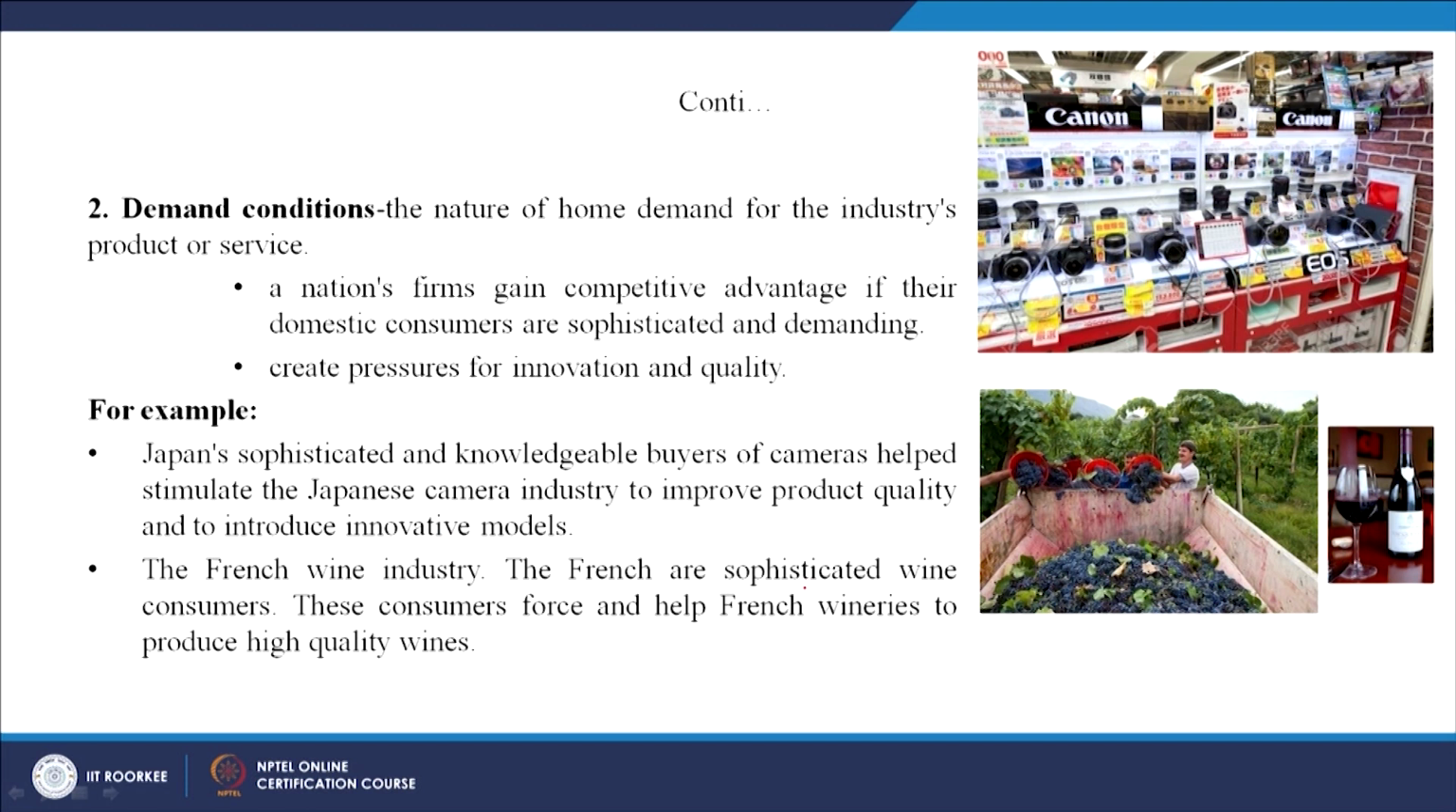Similarly, the French wine industry, the French are such sophisticated wine consumers that they force and help the French wineries to produce high quality wines. So, this has all happened because of the local people. You see why Indians have an advantage when it comes to things like algorithms, because Indians have always been good at mathematics, right. So, from our ancestors and forefathers, it has been coded in our genes. For example, I mean to say that we are naturally good at maths. So, that is why you will see Indians are very good IT people, there are very good scientists from India. So, the basic reason is that we are good at statistics and mathematics, right.